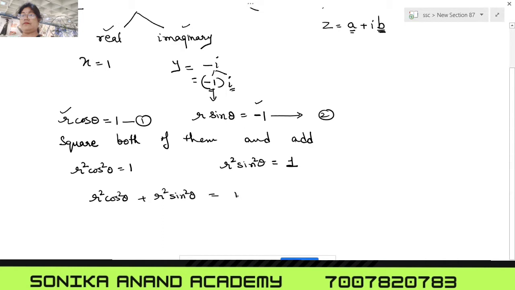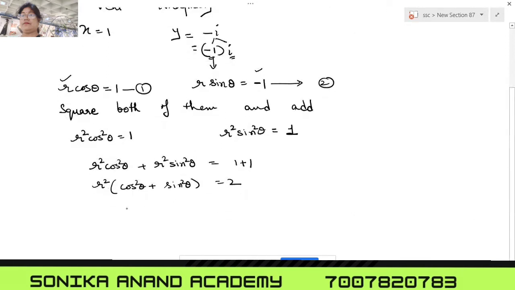is equal to 1 plus 1. So we take r square common, cos square theta plus sin square theta is equal to 2. Okay? So what's the value of cos square theta plus sin square theta? 1, ma'am. So r square is equal to 2. So the value of r becomes under root 2. Easy or not? Ma'am, you made it look easy, and it's easy.